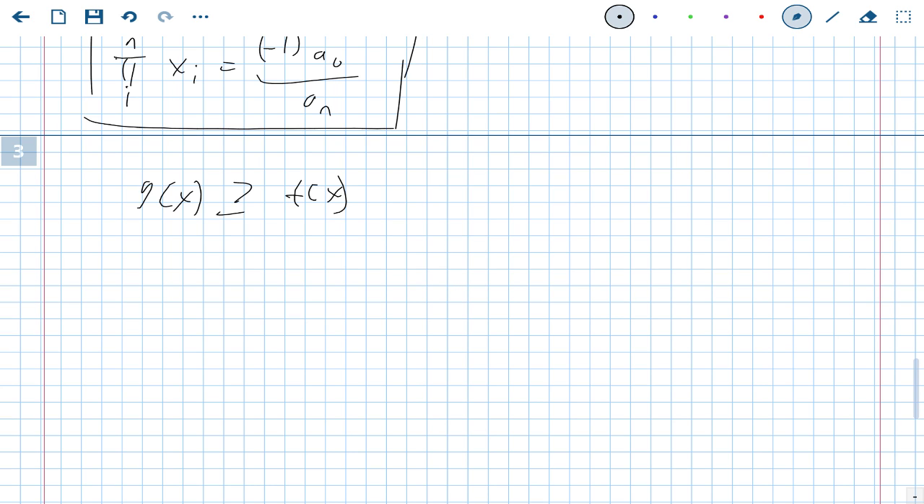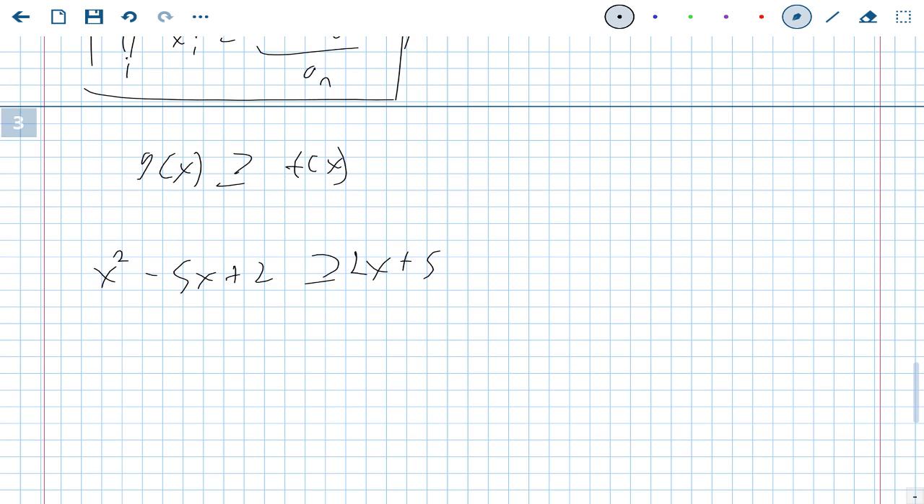Now, they expect three different approaches: an algebraic approach, a graphical approach, and a technological approach. The algebraic is where you will be given some functions. Let's just say x squared minus 5x plus 2 is greater than or equal to 2x plus 5. What they expect you to do is bring it all to one side, so x squared minus 7x minus 3 is greater than or equal to 0.